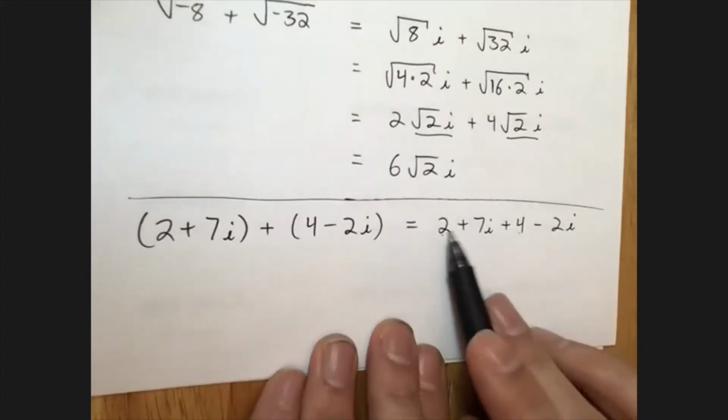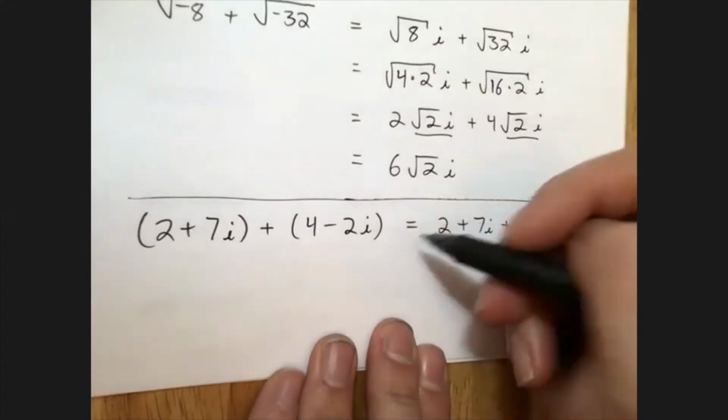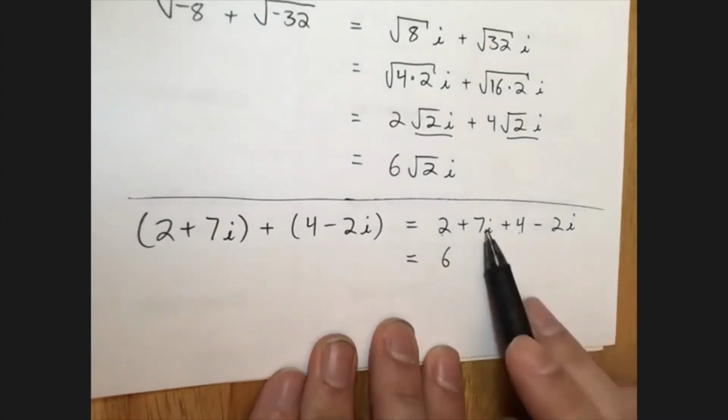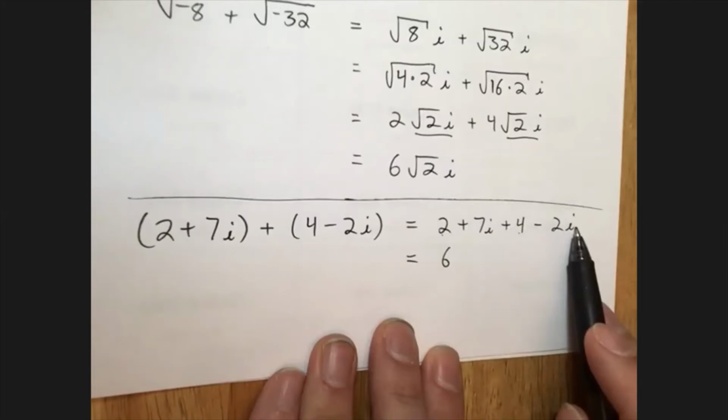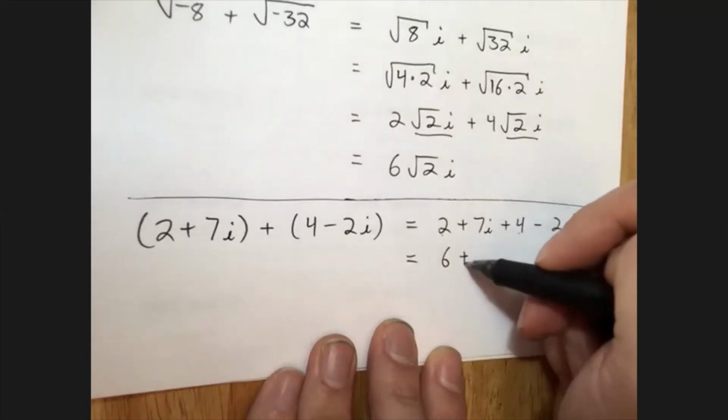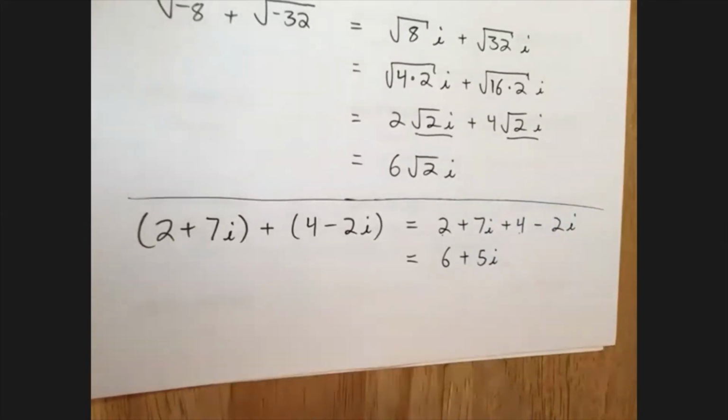What are the like terms? Well, we have two real numbers here, 2 and 4, so they combine to give me 6. And then I have two numbers on the imaginary line, right? So these are like terms, so I can combine them. 7i minus 2i, 7 minus 2 is 5. So I get 6 plus 5i. So just treat i like it's an x in this case. You do the exact same thing if that was a variable x.